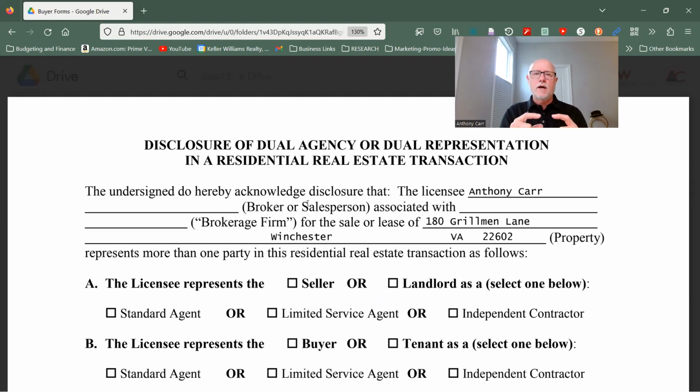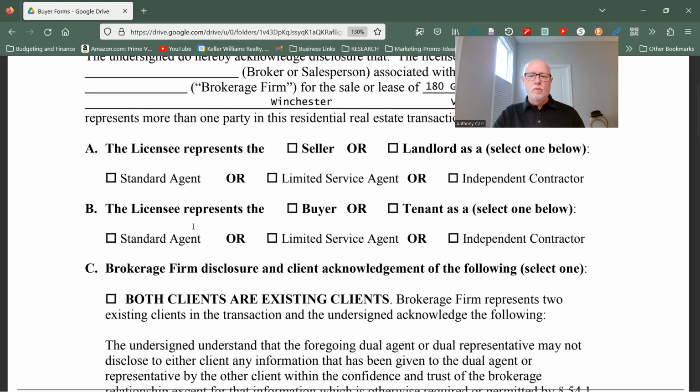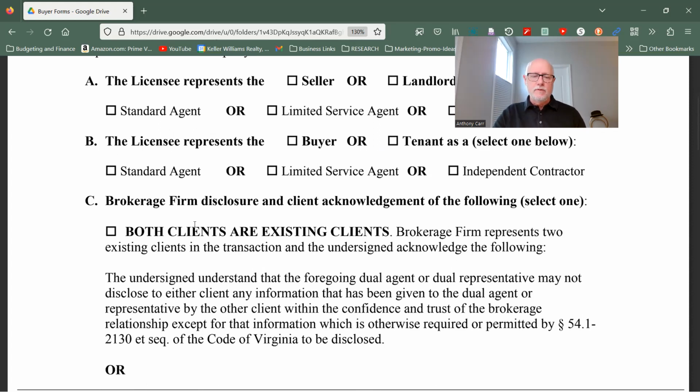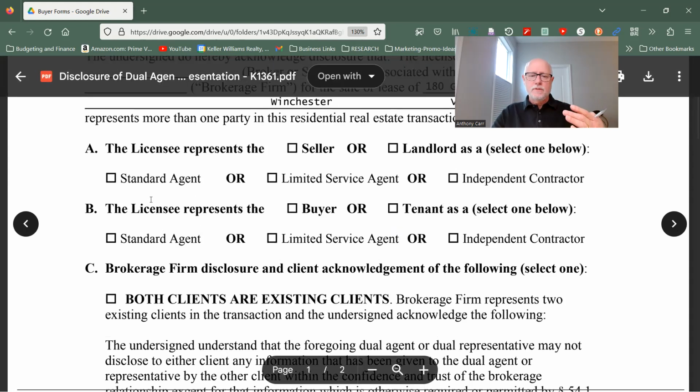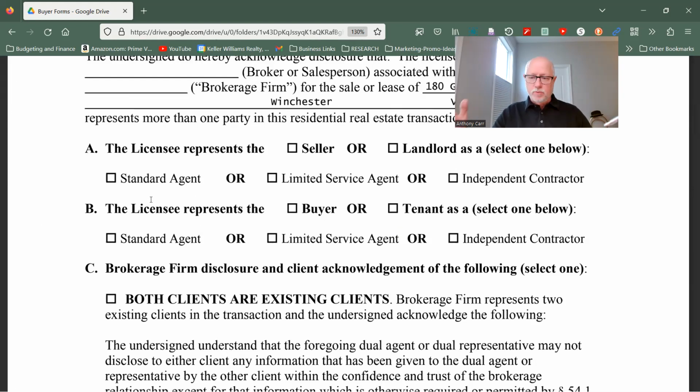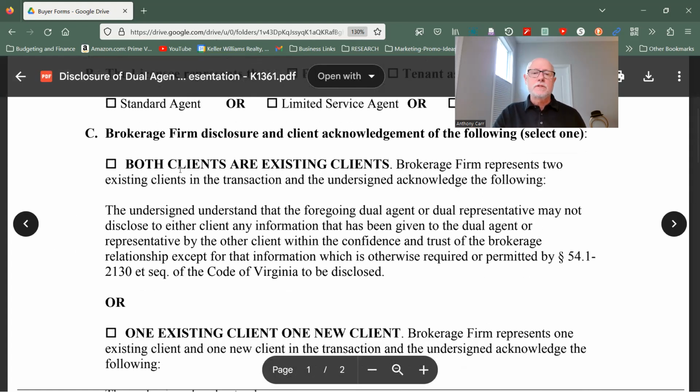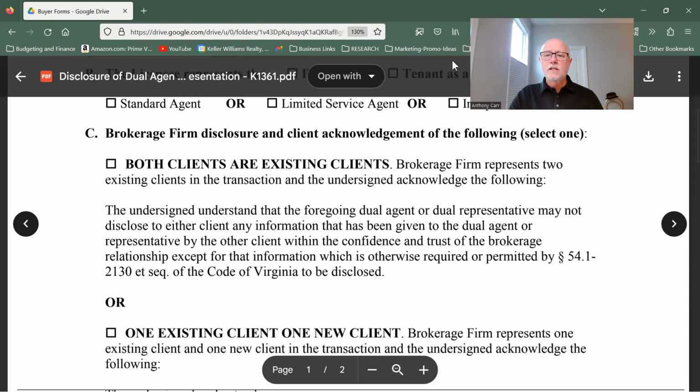So this is where we talk about we're a dual agency brokerage, and this form is also dual agency for the agent, the actual sales associate. So this is where, again, you would say, well, I've assigned this to both of them. The difference on this form is that if you're representing both, and again, I just want to remind you, I'm explaining the form, but at KW United, we discourage this type of disclosure, and you'll see why in just a moment. So under C, the brokerage firm disclosure and client acknowledgement of the following.